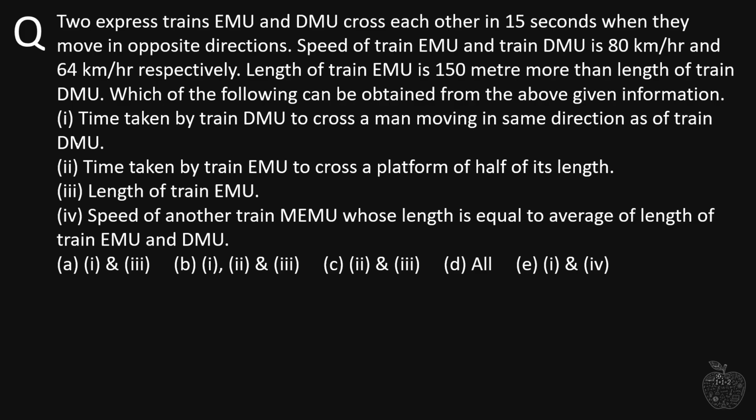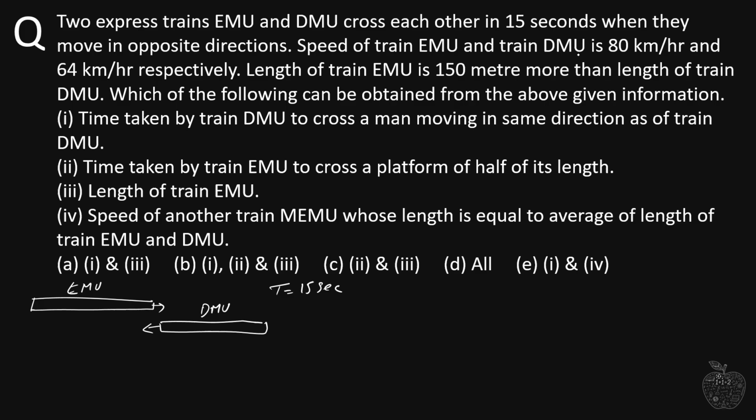So these are some points, and we have to see if we can calculate these points. Okay, so let's see what the question is telling us. Two express trains are there, train EMU, and there is another train DMU. They both cross each other in 15 seconds. So they are both moving in opposite directions, and they cross each other in the time given to us, which is 15 seconds.